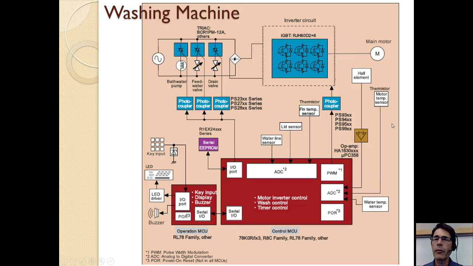So again, if you look around this, you see some sensors, a water temperature sensor. We've got a Hall element that would be associated with the motor. It's actually a magnetic sensor that senses the position of the motor. So there's another sensor. Then you've got a few different valves to run the water in and to drain the water out, and a pump to pump the water in.